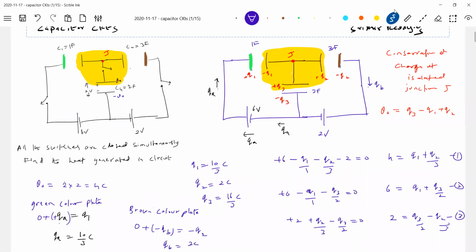Okay, now why positive, why negative? Charge left negative, charge entered positive. So QB, I got it. Now QB, how will it enter? QB will pass.